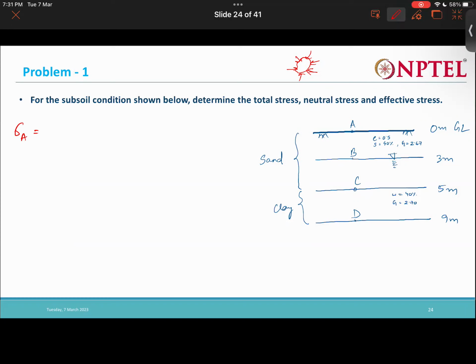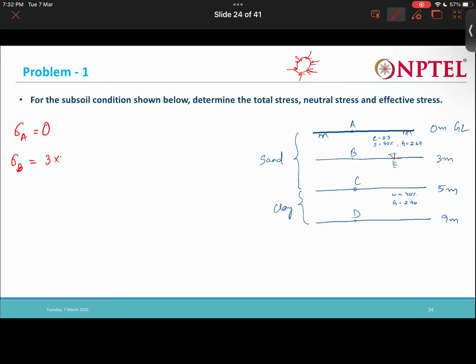Now at B point, 3 meter into gamma W. Gamma W? How gamma W? Water is here. There is no water above it.